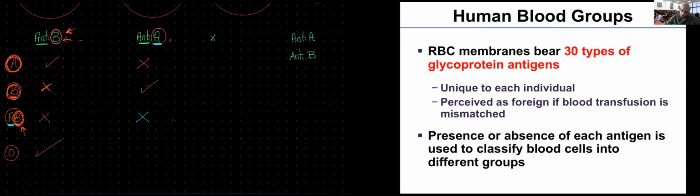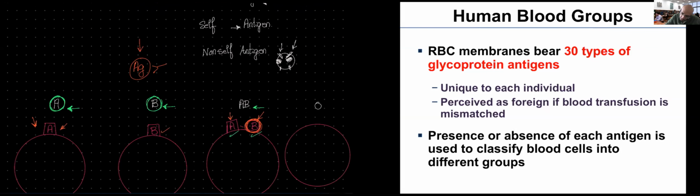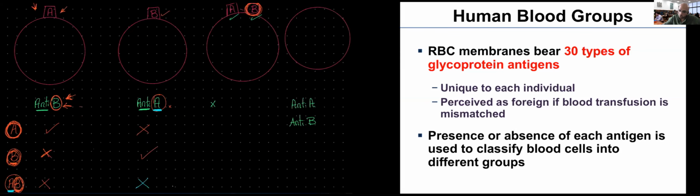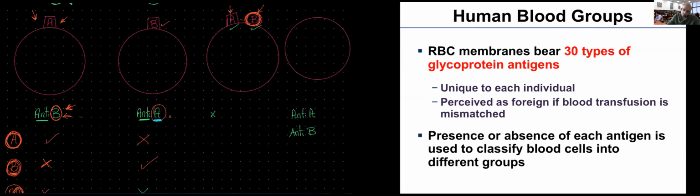Can I get blood transfusion from an O person? What do you think? Can I get a blood transfusion from an O person? I don't have neither A or B on the surface of my cells. So there will be no problem. When would I get a problem again? Whenever an antigen meets its antibody. So blood group type O doesn't have antigen A or B, so I won't have a problem. So yes, I can get a blood transfusion from a blood group type O if I have a blood group type B.